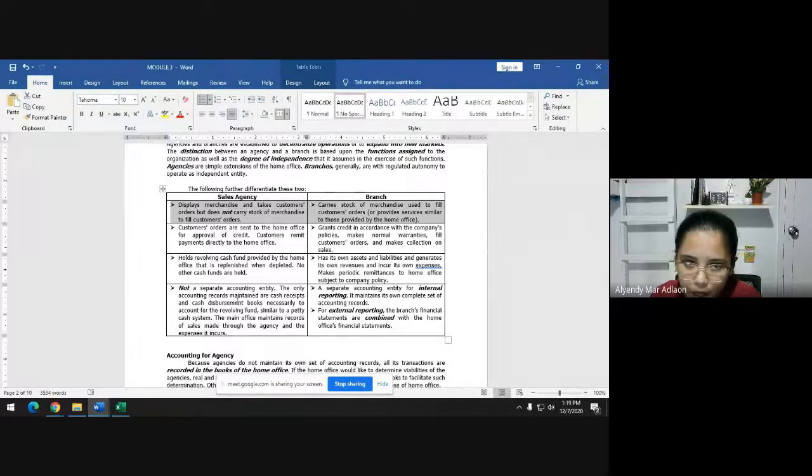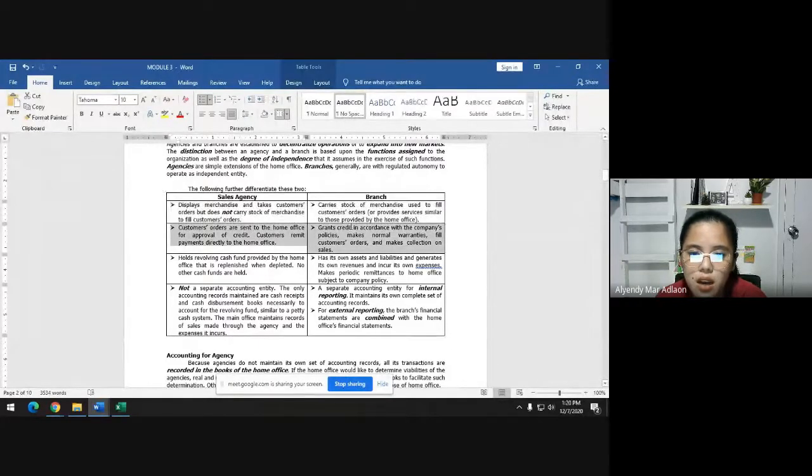Now in a branch, so of course we already know what a branch is. It carries stock of merchandise used to fill customers' orders or to provide services similar to those provided by the home office. So ang branch, of course, dira na kamo palit diretsyon na nasalay available dira nga mga products. So, kumbaga ang sales agency, dili lang sila maka-fill in sa imong order, ang branch maka-fill in na sa diretso because naa naman sila stocks. Ang agencies, wala sila available stocks to fill in the orders of the customer, but rather kinahanglan pa nila mo contact dito sa home office. That is why agency is regarded as a simple extension of the home office.